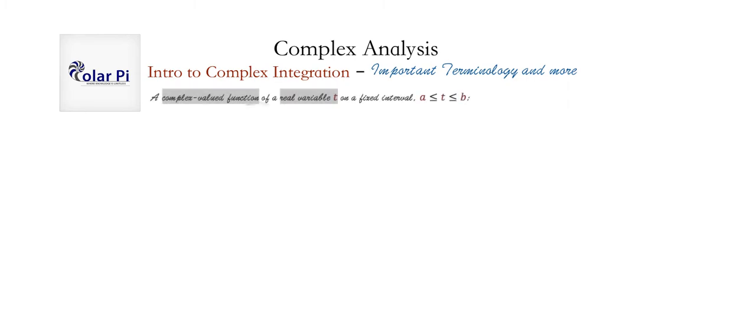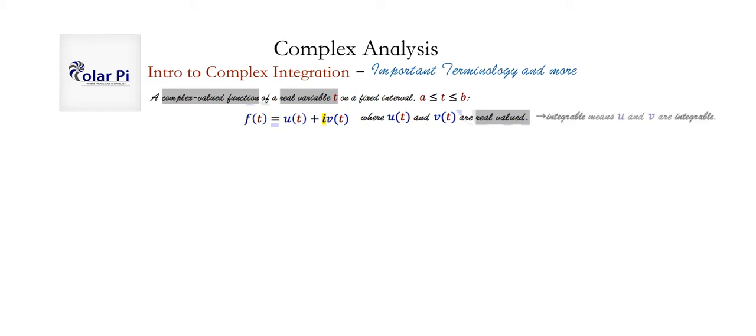So let's begin the first half with this, which is a complex valued function f of a real variable t on a fixed interval. It would look like the following: f of t is equal to u of t plus i times v of t. And since u and v here are functions of the real variable t, we say that u and v are real valued. And f here is integrable if u and v are integrable.